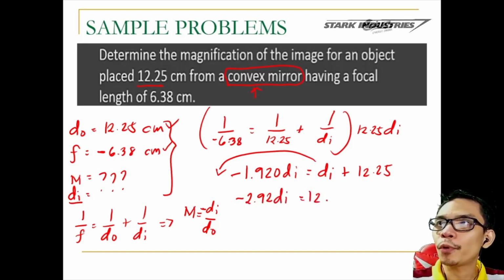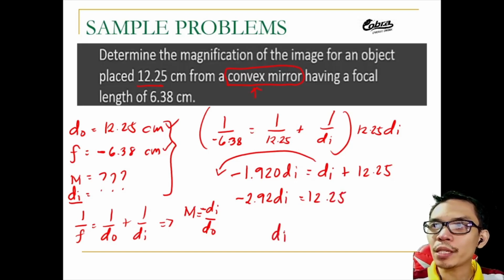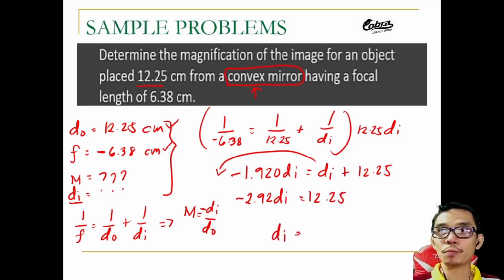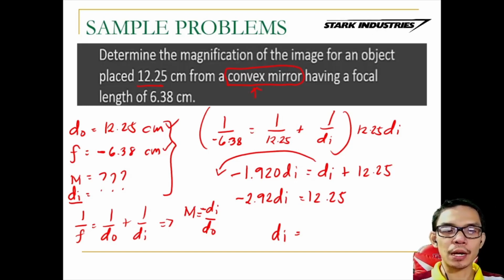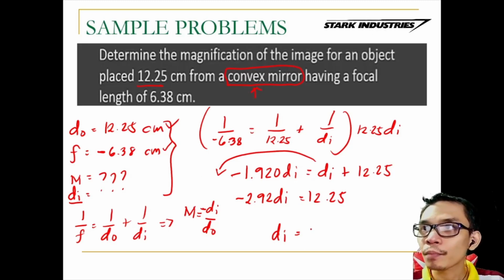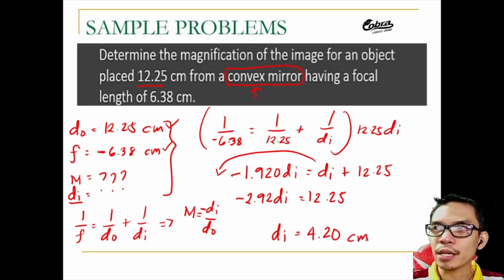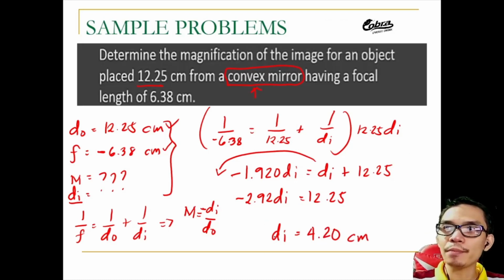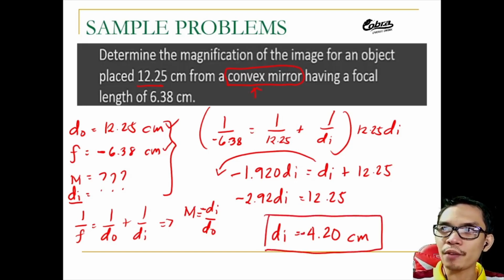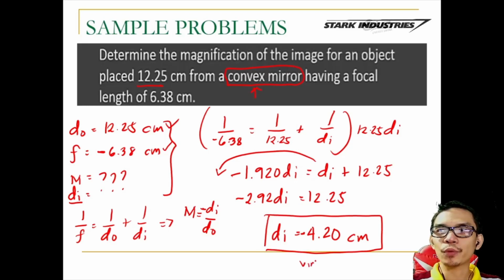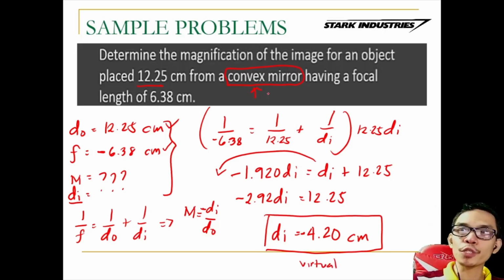Is equal to 12.25. So what will be the d sub i that we have right here? The d sub i should be 12.25 over 2.92, so the answer will be 4.19, about 4.20 cm. That will be our d sub i. Don't forget the negative. It means that this is a virtual image produced by this convex mirror.